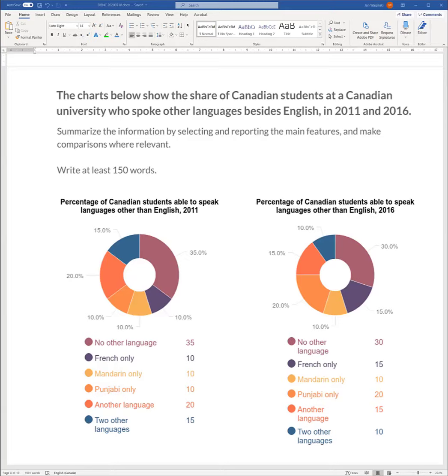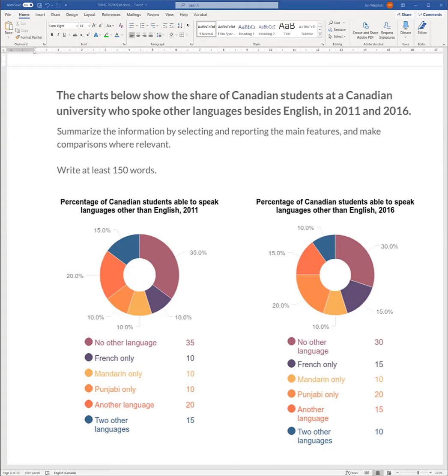So Punjabi is going up, isn't it? So Punjabi and French went up. Did Mandarin stay the same? Yeah. And then another language and two other languages went down. Three groups: no other language, another language, and two other languages. Yes.